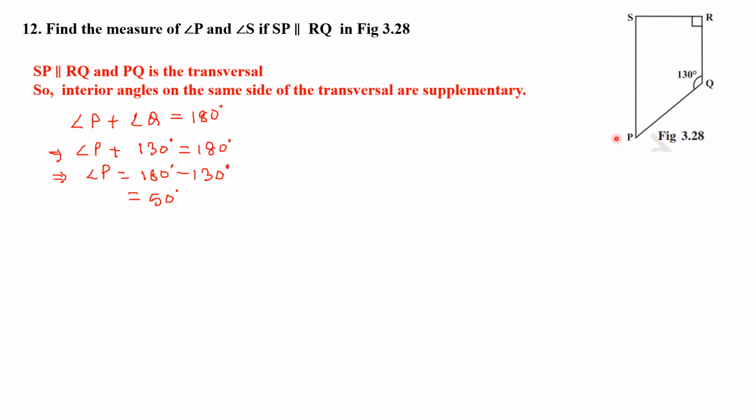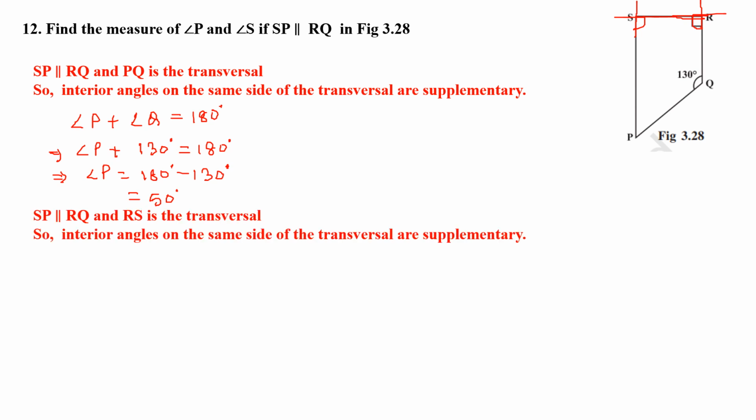Now my next aim is to find the value of angle S. So again I will use the same condition. SP is parallel to RQ, but this time I will take SR as my transversal. If I extend this line, you can see that SP and RQ are parallel and this is the transversal. So what will happen? This angle and this angle are again interior angles on the same side of the transversal, right? So their sum will be supplementary.